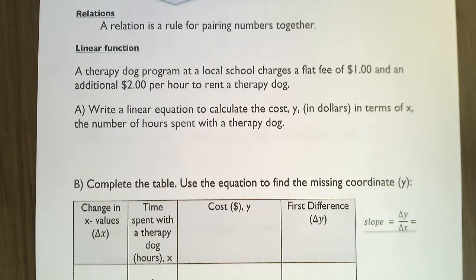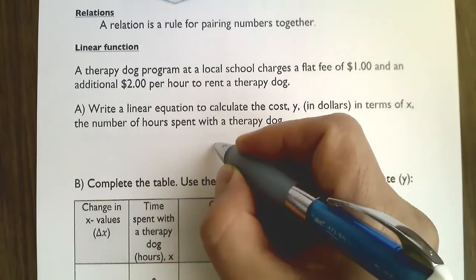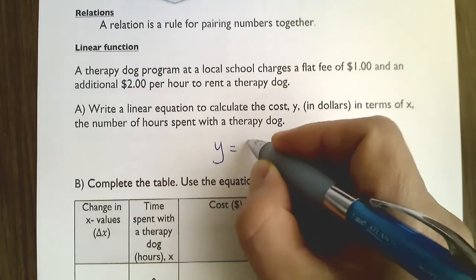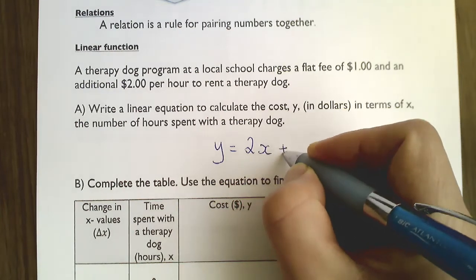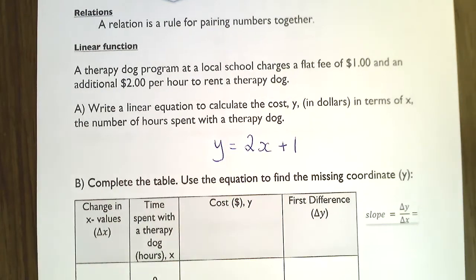A therapy dog program at a local school charges a flat fee of $1 and an additional $2 per hour to rent a therapy dog. To write a linear equation to calculate the cost in terms of the number of hours spent with a therapy dog, we are going to use two variables, x and y. X will represent the number of hours spent with a therapy dog, and y will represent the cost. So the equation will be y equals 2x plus 1. It's of course written in slope and y-intercept form.